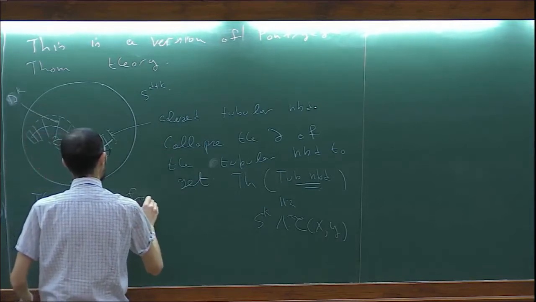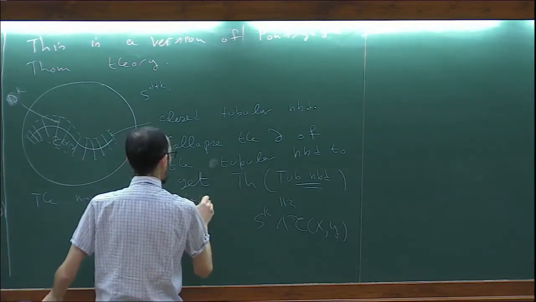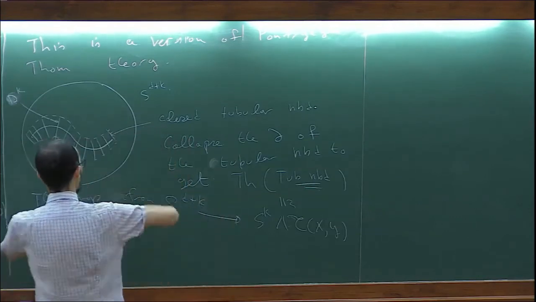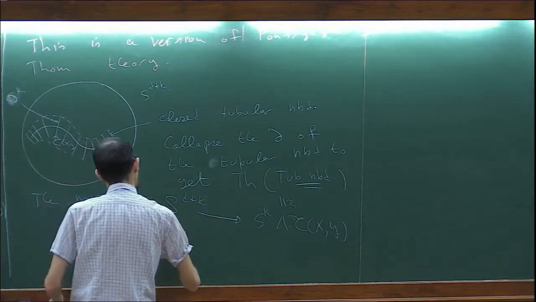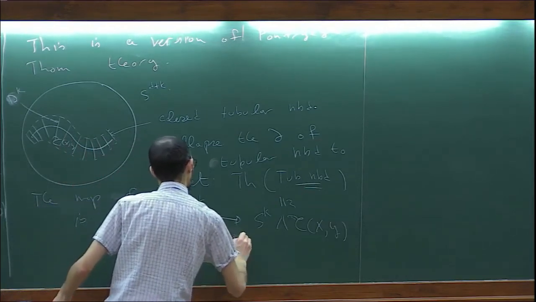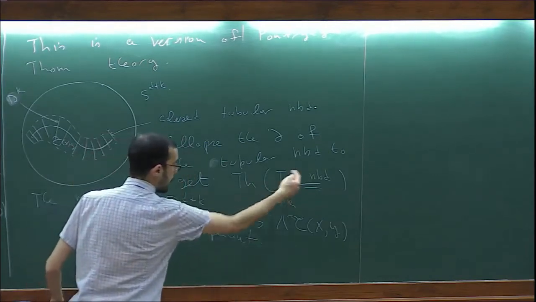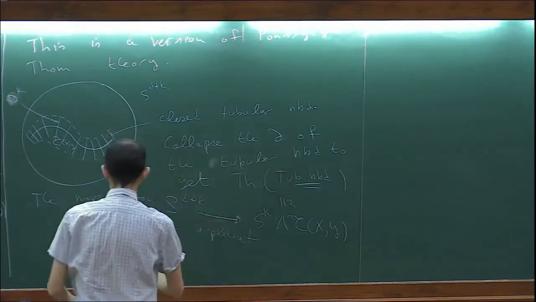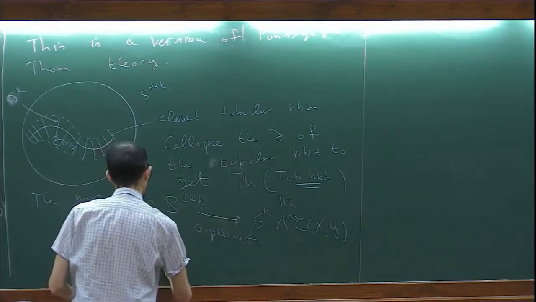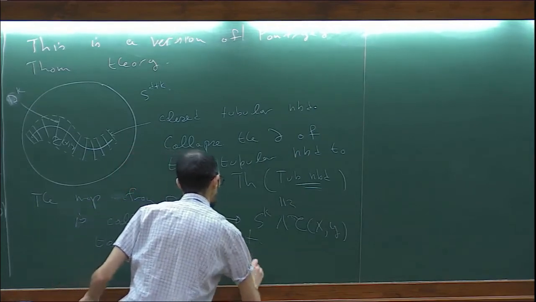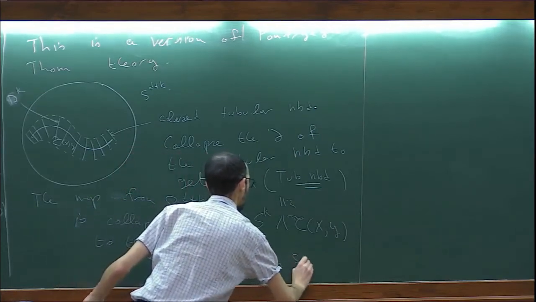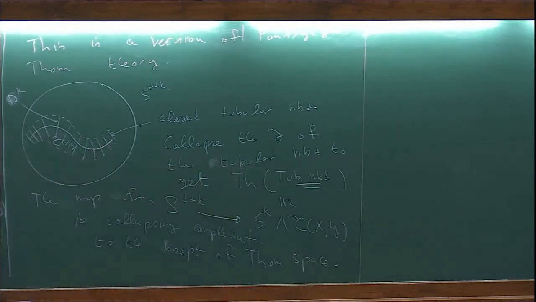So the map we get from S^(D+K) to here is just collapsing the complement of the tubular neighborhood, the image of the boundary, to the base point of the Thom space. Does that help? Okay, so these are the two essential ingredients.